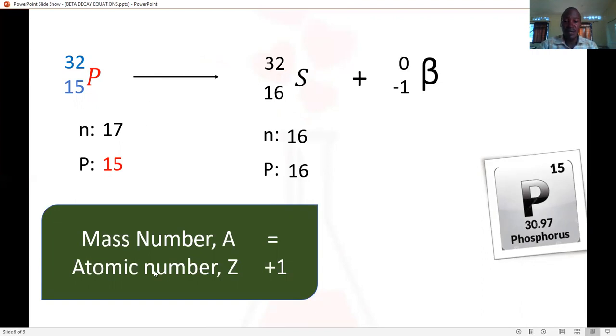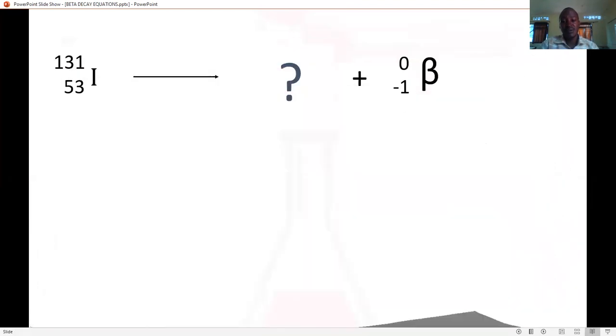However, the atomic number will always increase by 1. Phosphorus had 15 and now sulfur has 16. So it has increased by 1 because the neutron had turned into a proton. So basically this is how we can write this kind of equation. We are going to use a shortcut. Instead of following the number of neutrons and protons in this equation, we shall just know that the mass number will remain the same, while the atomic number will always increase by 1.